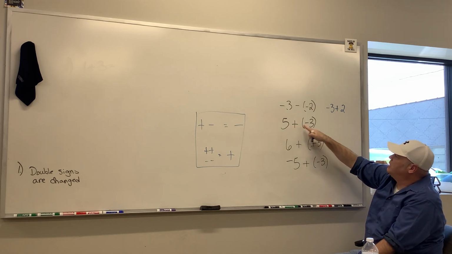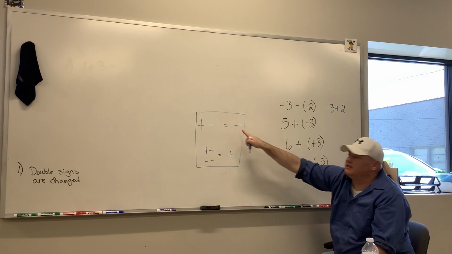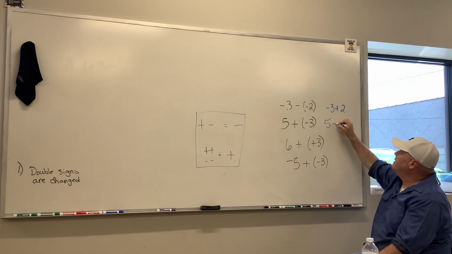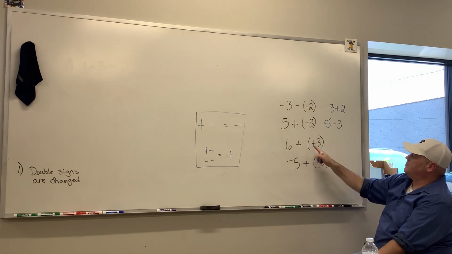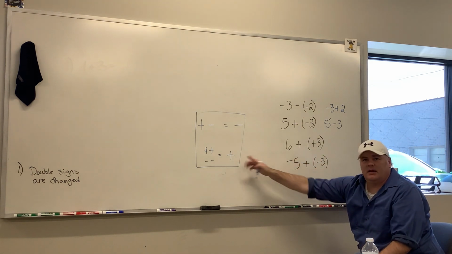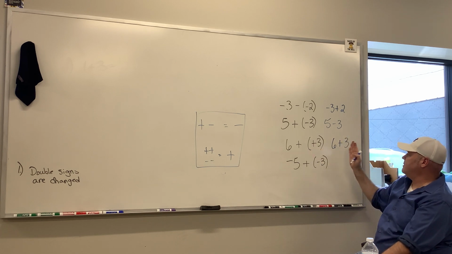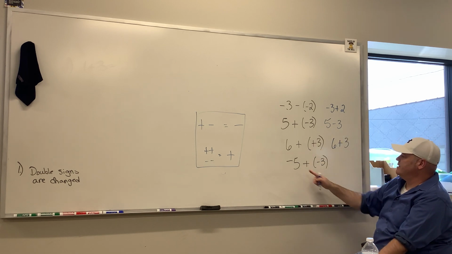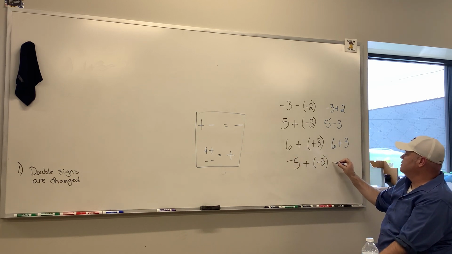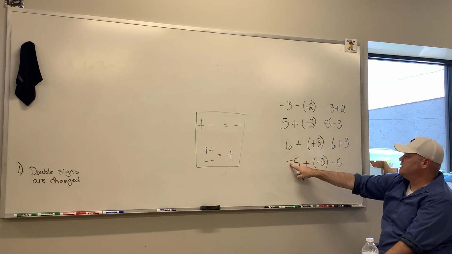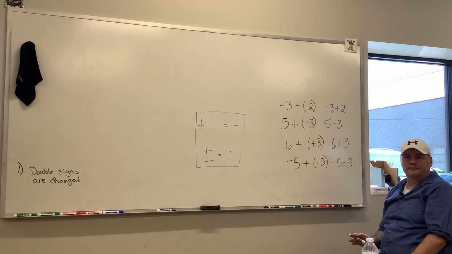This is going to be a plus minus. See, there's your double sign, plus minus. Plus minus becomes minus, so 5 minus 3. Okay? This is a plus plus, which is just going to become 1 plus. So we get rid of both of them and we just make one sign. And then this one's going to be a plus minus, so plus minus is minus. So it's -5, that doesn't change. The plus minus becomes -3.